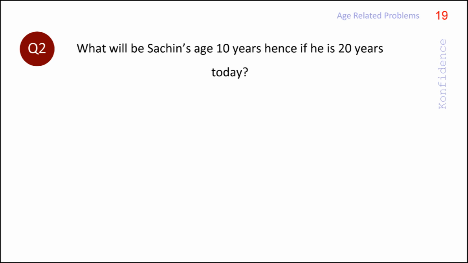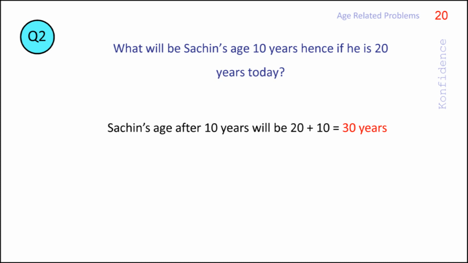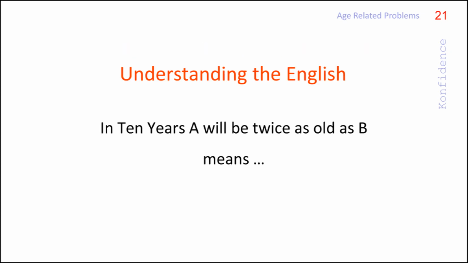The question given here asks what Sachin's age after 10 years is if he is 20 years old today. Sachin's age after 10 years will be 20 plus 10 equals 30 years. In 10 years, A will be twice as old as B. Means what? It means that after 10 years, A will have twice the age of B. So at present, is the age of A twice that of B? Think. If yes, why? If no, why?